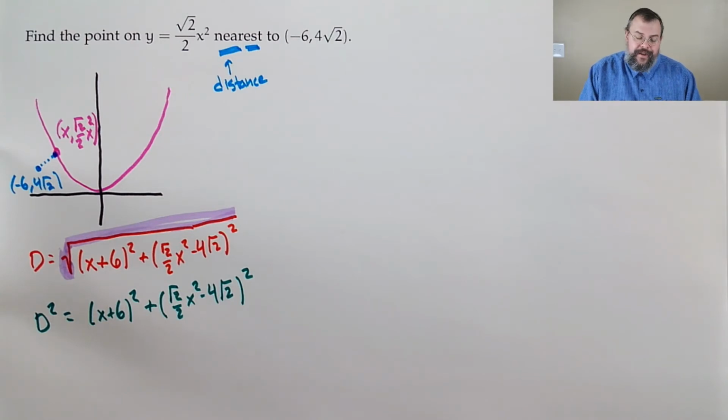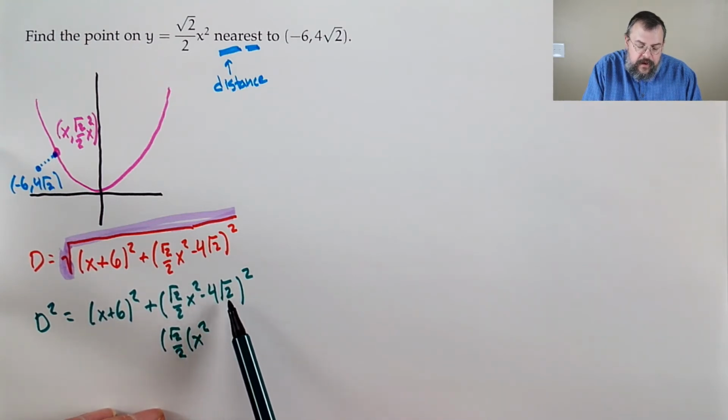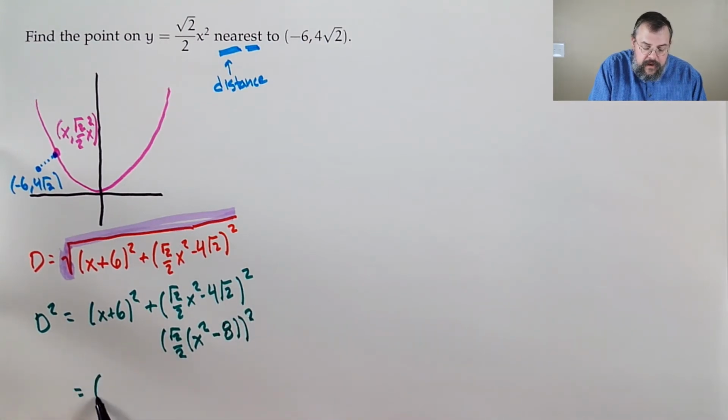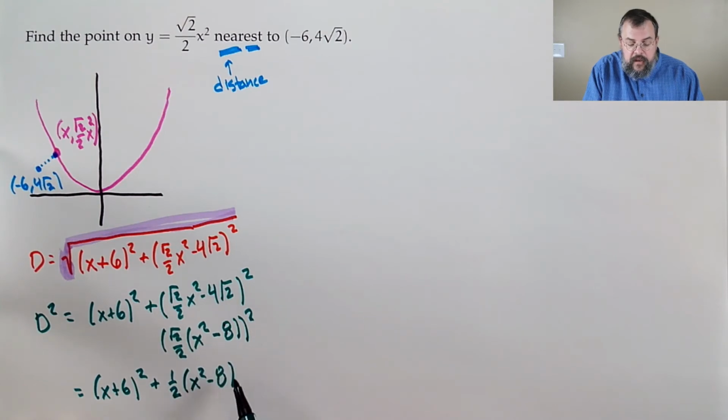Let's do one other thing. In addition to getting rid of the square root, let's make this look a little bit nicer. So let's pull out a root 2 over 2. So it's x squared. Now, if I pull out a root 2 over 2, what would I have? Well, I got the root 2, but the over 2, I don't have that. So I have x squared minus 8. All right, and if you squared that, we would have x plus 6 quantity squared plus 1/2, because root 2 over 2, if you square it, becomes 2/4, which is a half, and then x squared minus 8 squared.